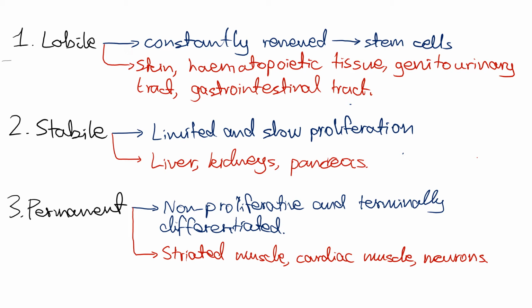So as a quick review, the three types of tissues that we've talked about today are labile tissues, which are constantly being renewed by stem cells within the basement membrane; stable tissues, which are not constantly being renewed in that they are in the G0 stage of the cell cycle normally, but when there is an injury, there is a limited and slow proliferation. And finally, we looked at permanent tissues, which are non-proliferative and terminally differentiated and essentially have no regenerative or proliferative capacity.